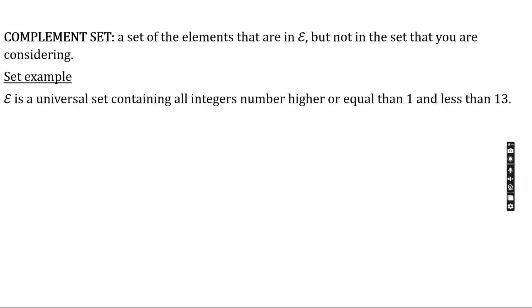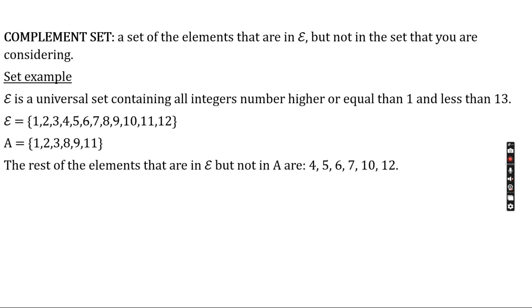in this example, E is a universal set containing all integers higher than or equal to 1 and less than 13, the example that we have just seen. So this is the universal set. You define the set A with its elements, and the rest of the elements that are in the universal set but not in A can be defined in another set. For example, 4, 5, 6, 7, 10, and 12 are not in set A, but are in the universal set.